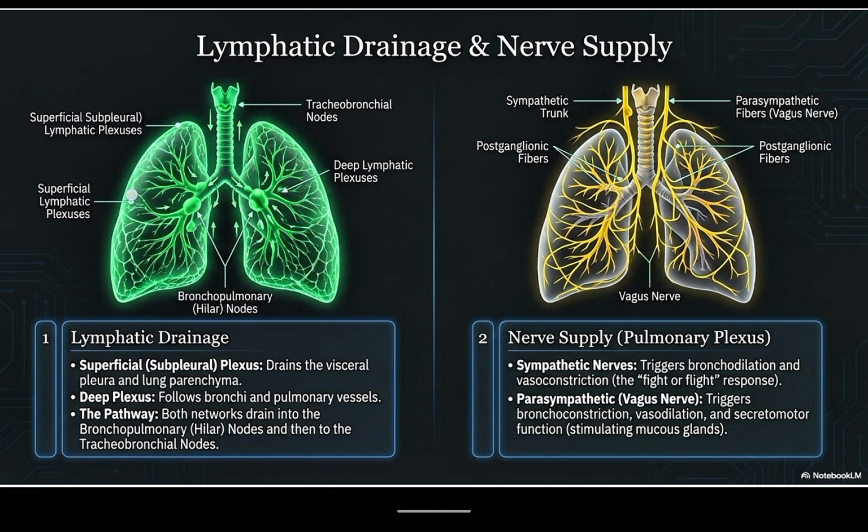We have the superficial plexus, which drains the visceral pleura to the what? The lung parenchyma. Now from the lung parenchyma, we have the deep lymphatic plexus, which drains it to the pulmonary vessels. And from here, it drains to the what? The tracheobronchial nodes. So this is how the lymphatic drainage of the lungs works.